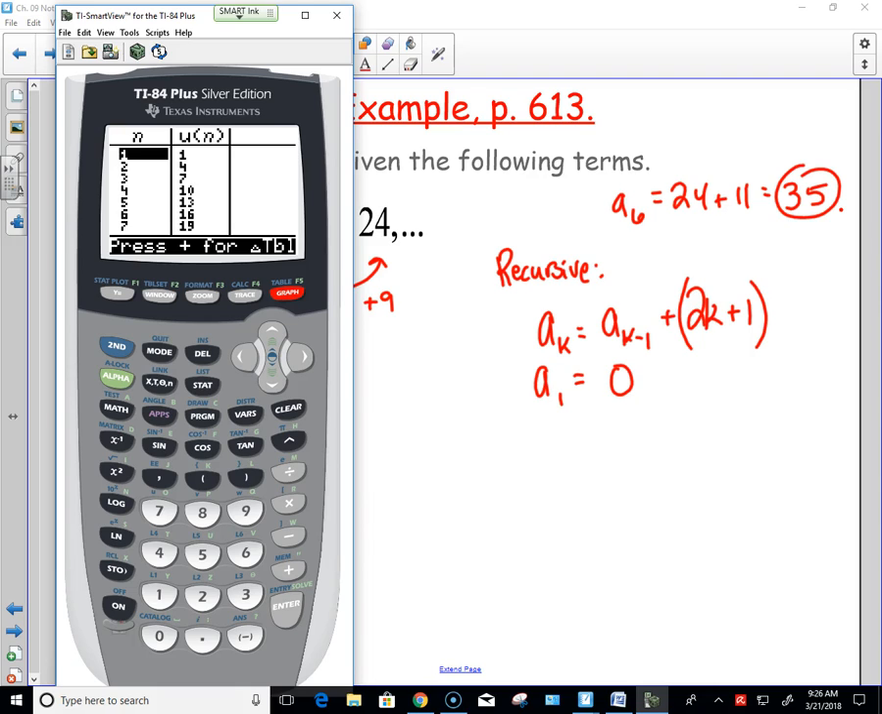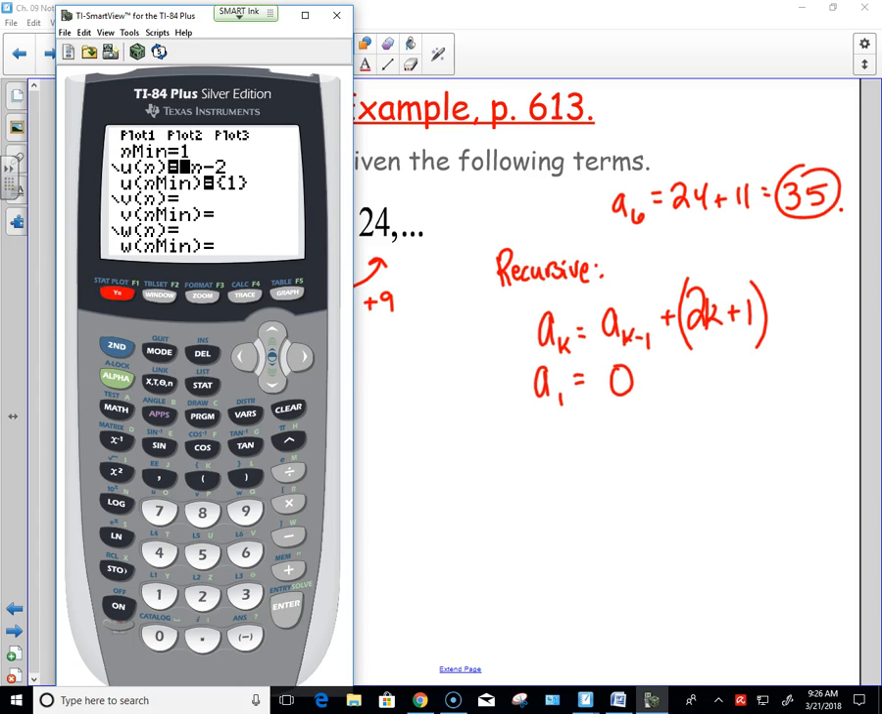Nick, go ahead. What's the difference between the first n min and the second? The first n min is just asking what's your lowest n. For us, since we're going to start at n equals 1, that's just saying start at 1 for the first. But this is saying give me the actual term that's in the first term spot. For this one, my first term, n was 1, but what was my actual first term? 0. So I would need to put 0 as the term in the u of n min.